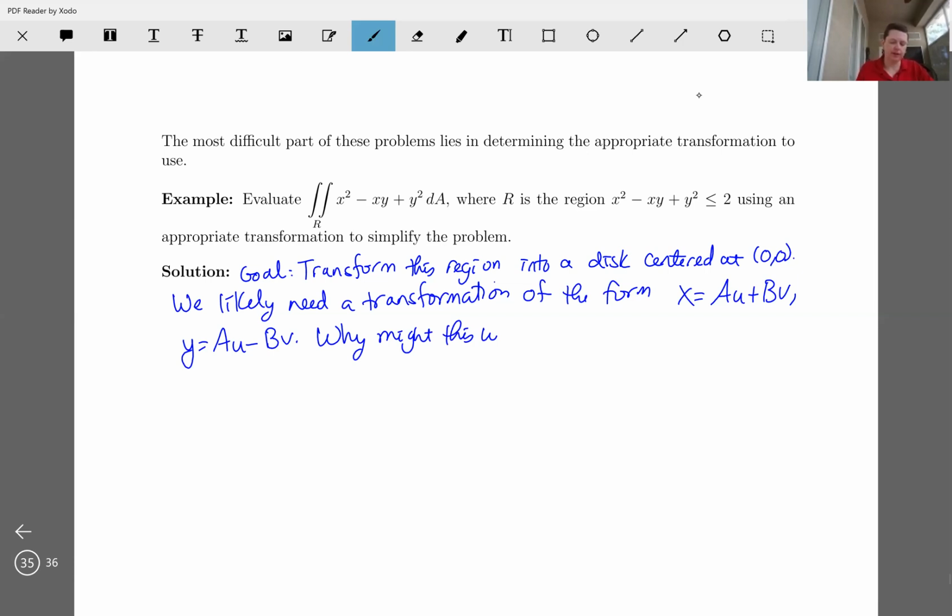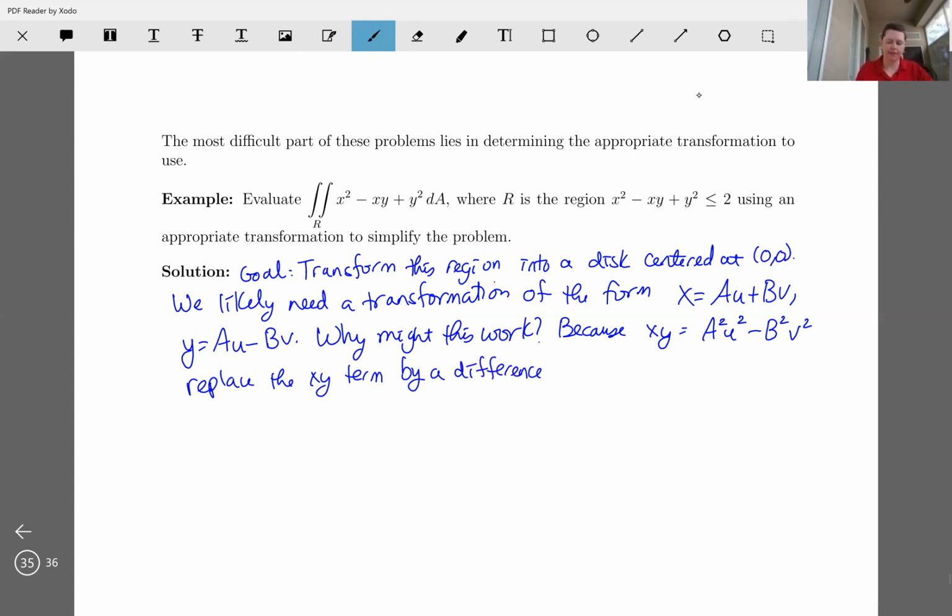And the reason is because if you do this, x times y is going to be a squared times u squared minus b squared times v squared. And so we replace the xy term by a difference of squares. So that's liable to make our life more pleasant.